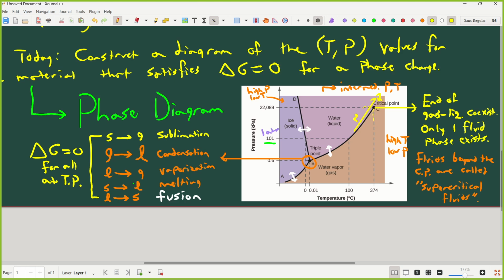So we're not going to focus too much on the critical point today. I really want to focus on these lines here, because that's what we really appreciate the most, and what we do the most is freeze stuff and melt stuff and vaporize stuff. So I want to come up with a way to calculate these lines.